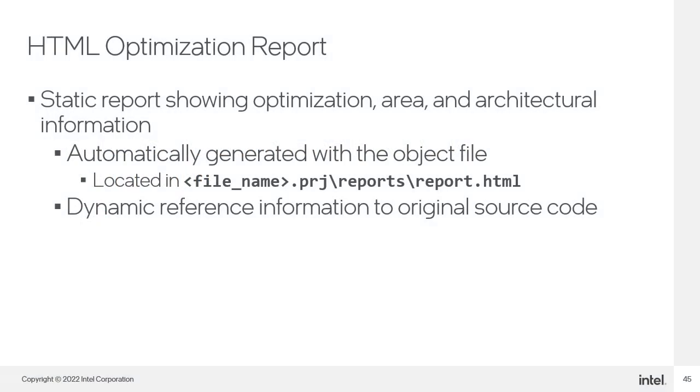The static report is usually in an HTML form showing optimization, area and architectural information located in the report directory of your project after executing the optimization report generation command. It is automatically generated with the object file. It provides dynamic reference information to the original source code. Note that reports change looks with every release, but the sections will always remain the same.